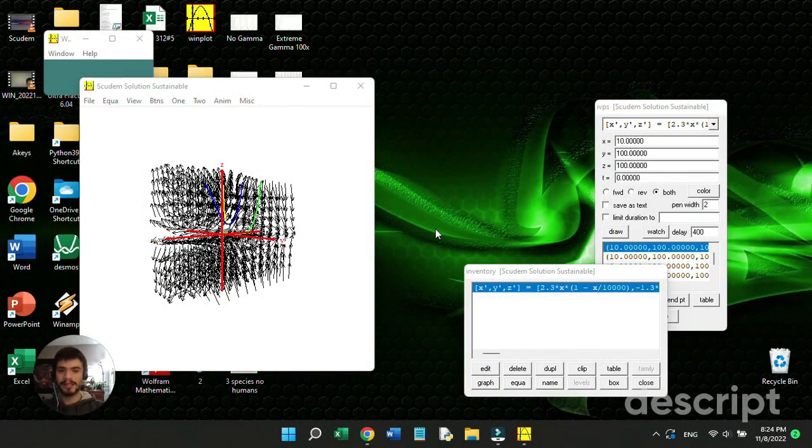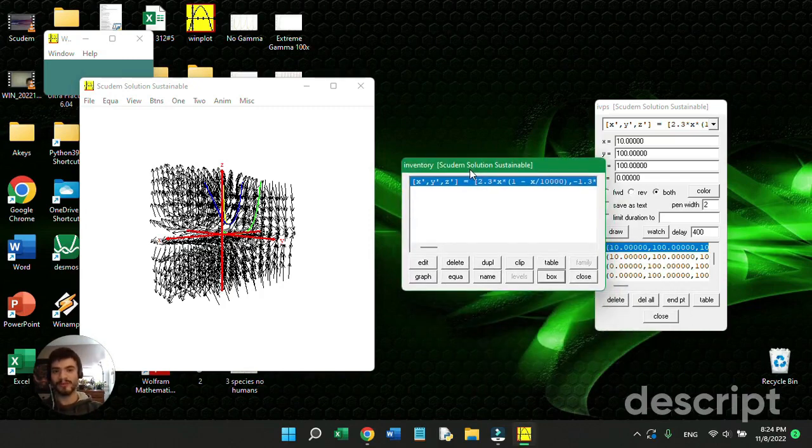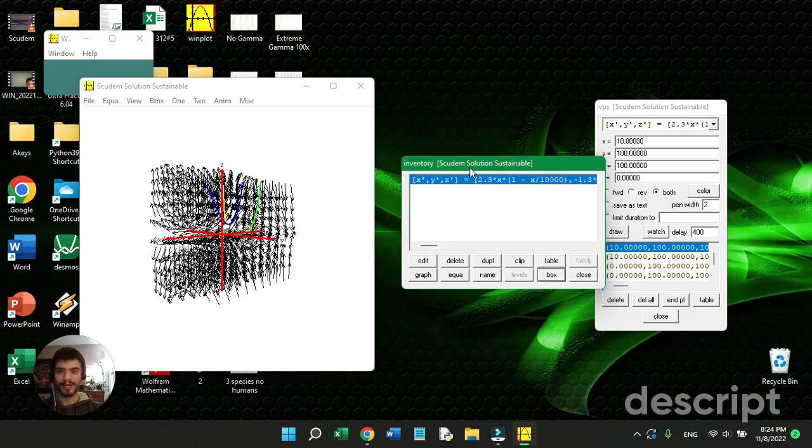Alright guys, hello once again. So we may be interested in looking at the slope field for our system of ordinary differential equations. In this particular instance, the carrying capacity for the human population has been set to 10,000. Likewise, the other coefficients are the same as in the previous section.